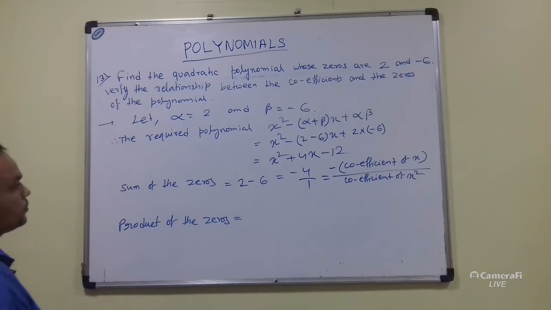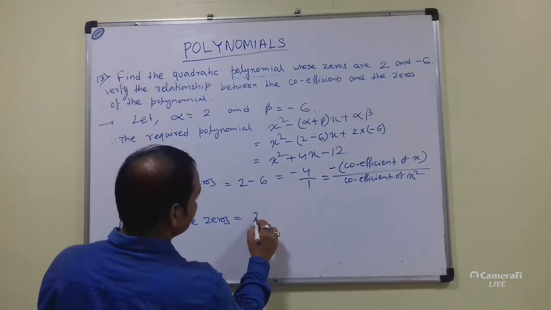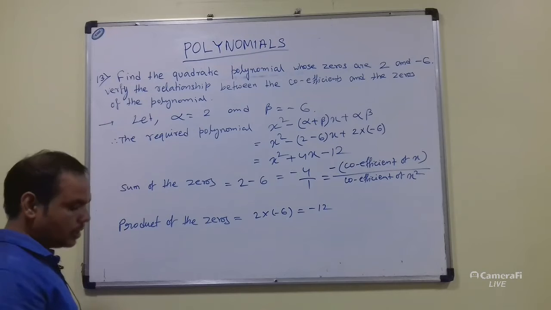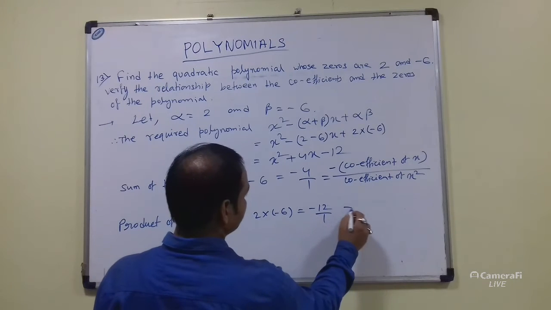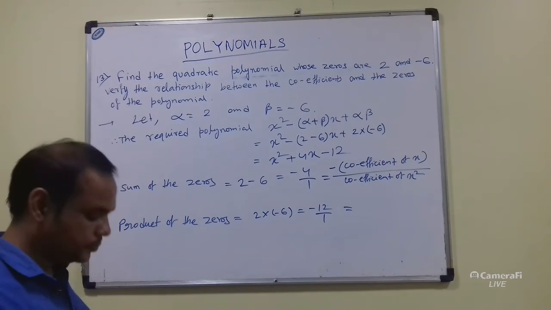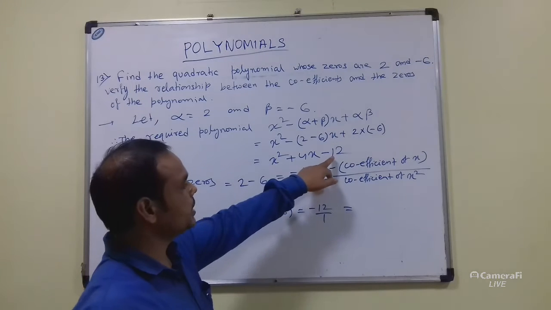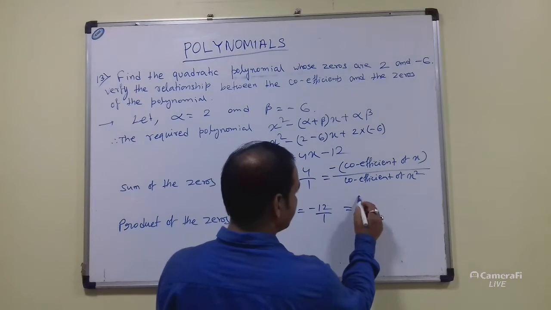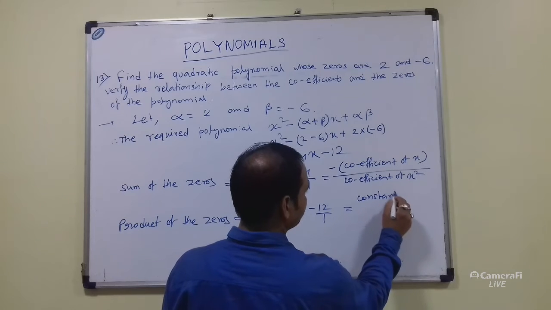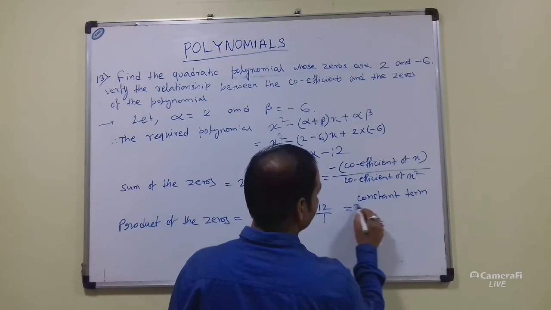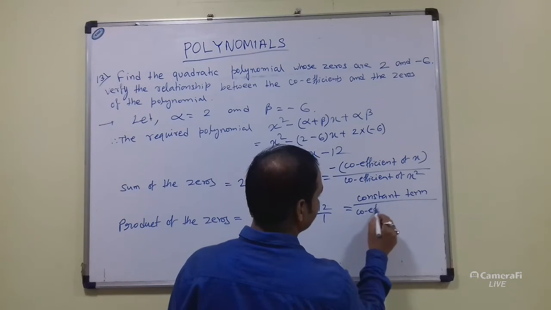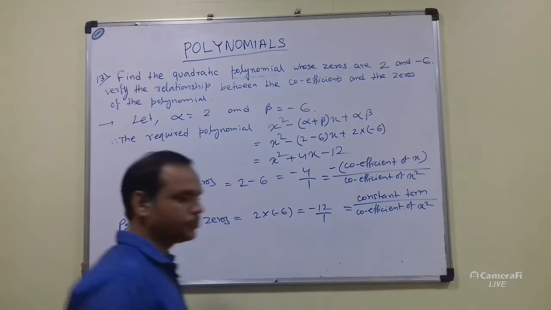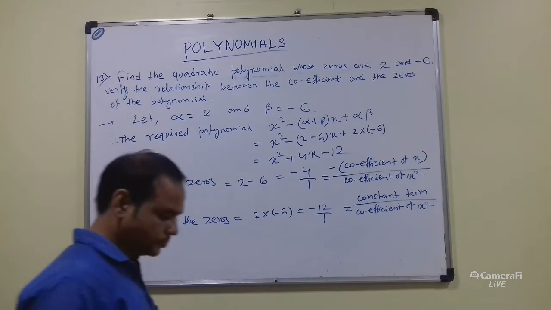So product of the zeros are 2 and minus 6, so it will be minus 12. So minus 12 can be written as minus 12 by 1. So minus 12 is what? Minus 12 is constant term in this polynomial. So here we have to write constant term by coefficient of x square. Understood students?